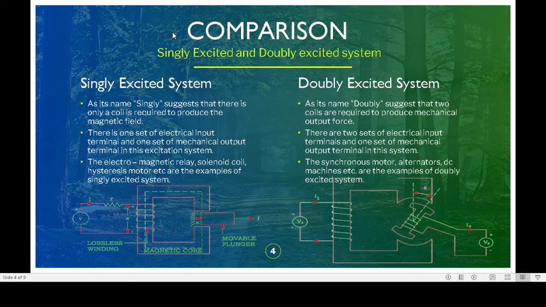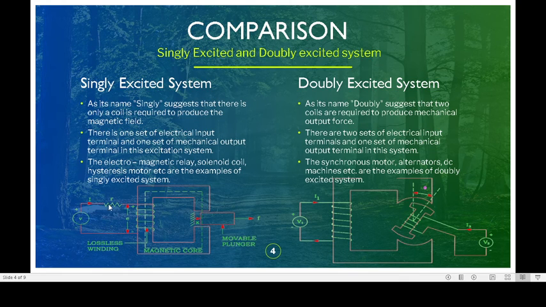Now, based upon the excitation, two types of excited system are possible: the singly excited system and the doubly excited system. As the word suggests, in singly, only one coil is required to produce a magnetic field. Similarly, the word doubly suggests that two coils are required to produce the net mechanical output force.